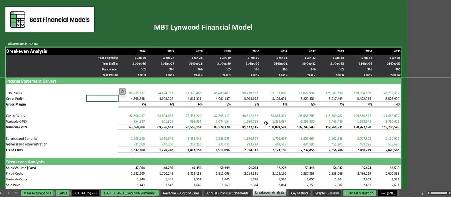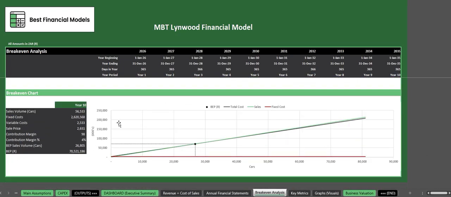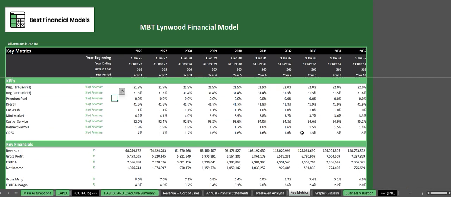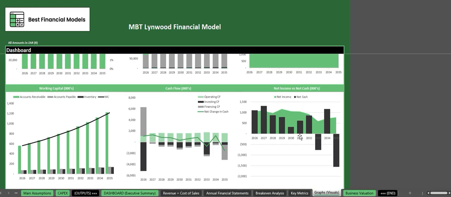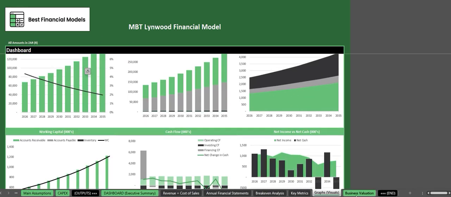We have included a break-even analysis as well, so it does give you an indication as to what the break-even would be in terms of number of vehicles, your fixed cost expectations, sales price, contribution margin, sales volume, and then a break-even chart as well. Additional financial ratios and key metrics as per accounting best practices have also been included, and then for those that require graphical representations, once again, these have all been included.